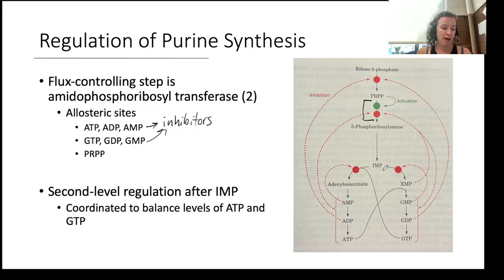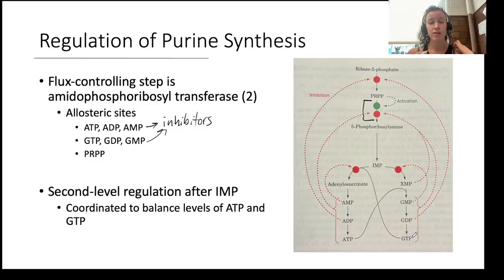If the point of this pathway is eventually to make these two purines, feedback inhibition, where this downstream product comes back to inhibit an earlier enzyme, makes a lot of sense. If we've made enough of these, we shouldn't be making any more. That is a waste of energy, right?